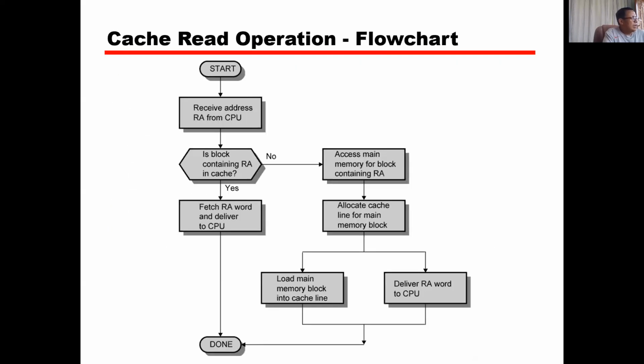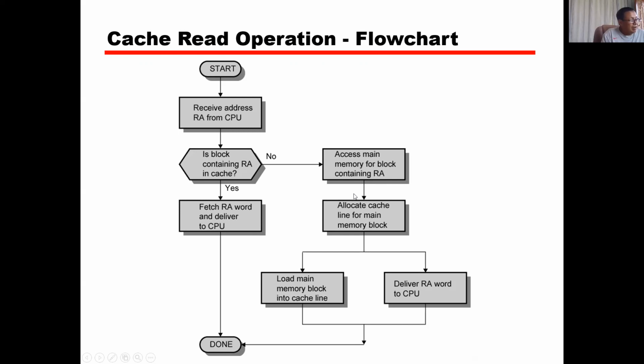This is the flowchart. Receive an address from the CPU. RA. RA is just the name of it. Is the block containing RA in the cache? That address, is there a block containing RA? If yes, fetch the RA word and deliver to the CPU. If no, access main memory for the block.